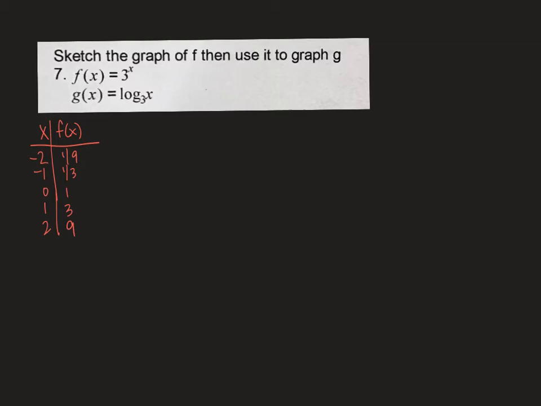So when we need to find our ordered pairs for our logarithm, we're just going to take those values and flip them. So instead of negative 2, 1/9, for the logarithm, x is going to be 1/9 and y is going to be negative 2. And then 1/3, negative 1. 1, 0. 3, 1. 9, 2.